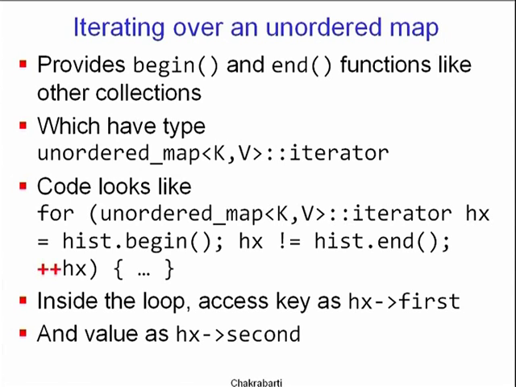Now inside the loop, how do you use hx? So note that hx iterates not over one variable, but pairs of variables, the key and the value. You access the key by saying hx arrow first, dash greater than, okay? And you access the value as hx arrow second. So first gives you the key, second gives you the value, okay? So now let's see a demo of this part of the code at work.